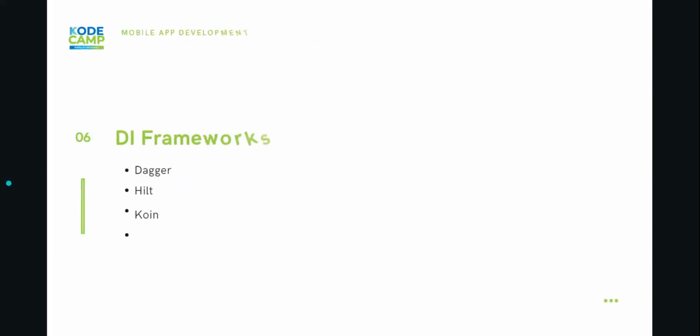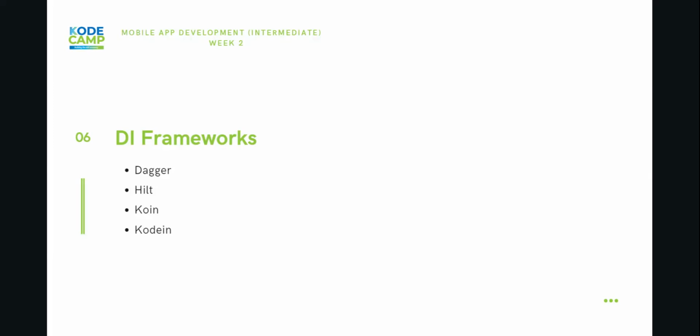Okay, and then these are the dependency injection frameworks that we have. We have Dagger, Hilt, Koin, and Kodein. Dagger is popular. It's a compile-time DI framework that generates efficient dependency injection code at compile time. We have Hilt. Hilt is opinionated in the sense that it's built on top of Dagger, but it's designed specifically for Android app development. So that can also be used.